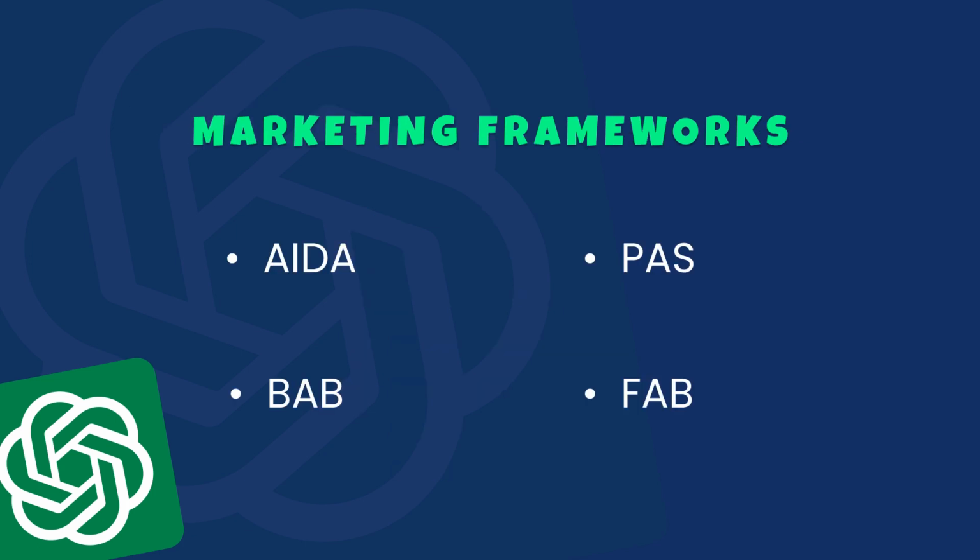I am going to show you how you can generate content for a campaign by using specific techniques and marketing frameworks. Most popular marketing frameworks are AIDA, PAS, BAB, and FAB. AIDA framework stands for attention, interest, desire, and action. PAS framework stands for problem, agitate, and solution. BAB framework stands for before, after, and bridge. FAB framework stands for features, advantages, and benefits.